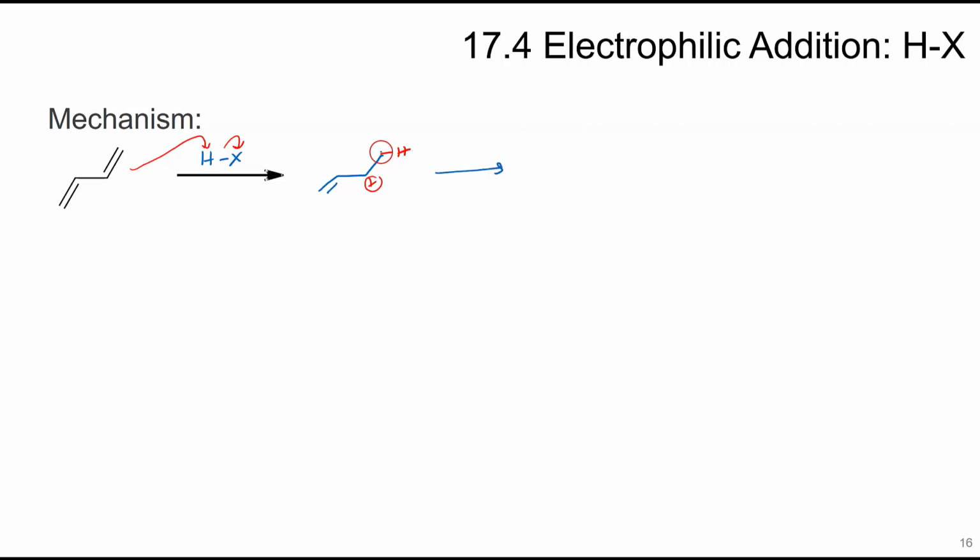So the H adds, we get a proton transfer to add the hydrogen to the carbon with more hydrogens. The carbocation goes to the secondary. The Br- can then do a nucleophilic attack on that, and we get Br and H. This is called the 1,2 adduct, where this is 1, 2, 3, 4. So that is one product that you can get.